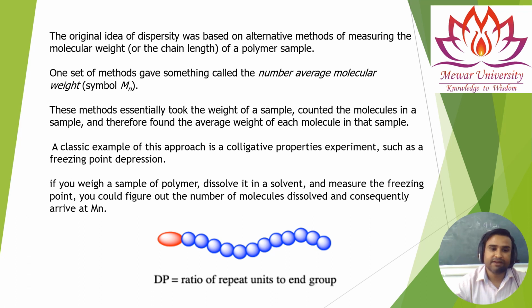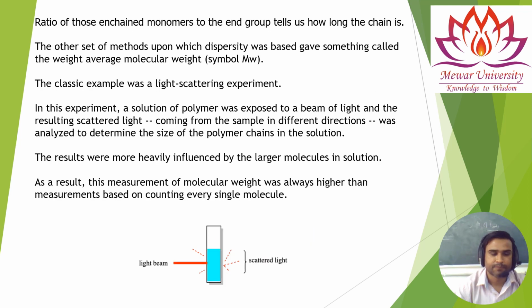You can also find out the DP, the ratio of repeat units to end groups. You can see one molecule is connected with a number of monomer units. The ratio of those monomers to the end group tells us how long the chain is. The other set of methods upon which dispersity was based gave something called the weight average molecular weight. The classic example was a light scattering experiment.